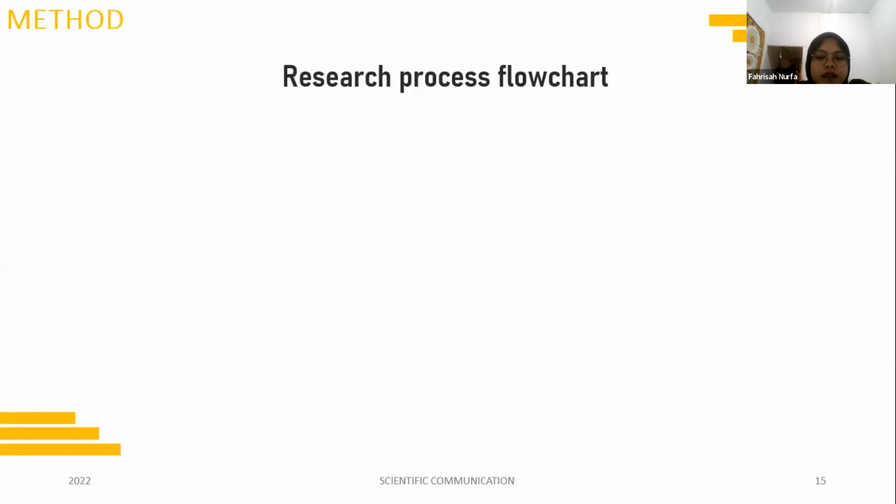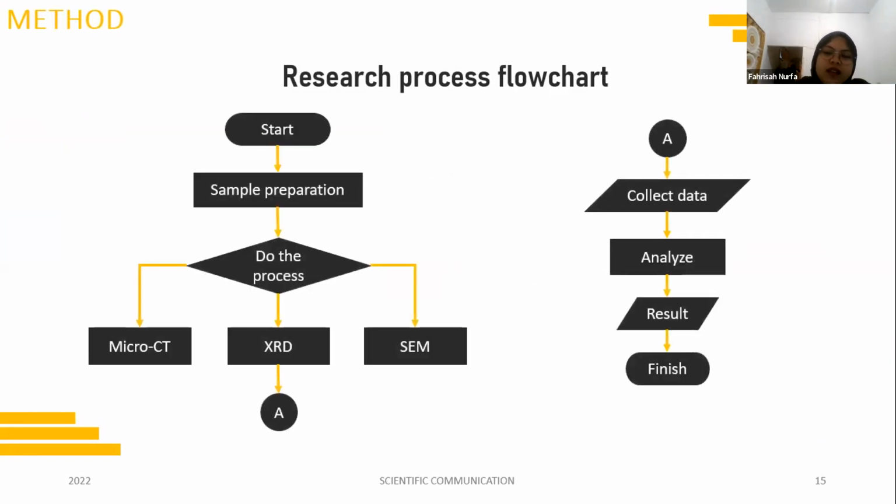Next is the flow diagram, or flow chart, about the research process. First, the sample must be prepared. Do the process using three methods, micro-CT, XRD, and SEM, and then collect all data from each method, analyze this data, draw the conclusion, and the research is complete.